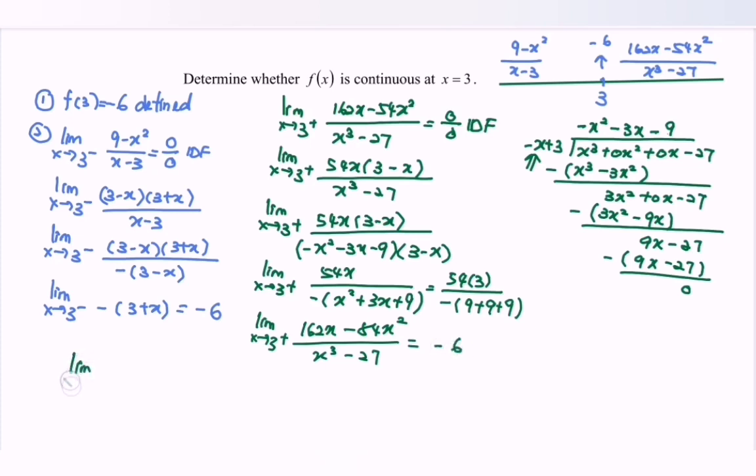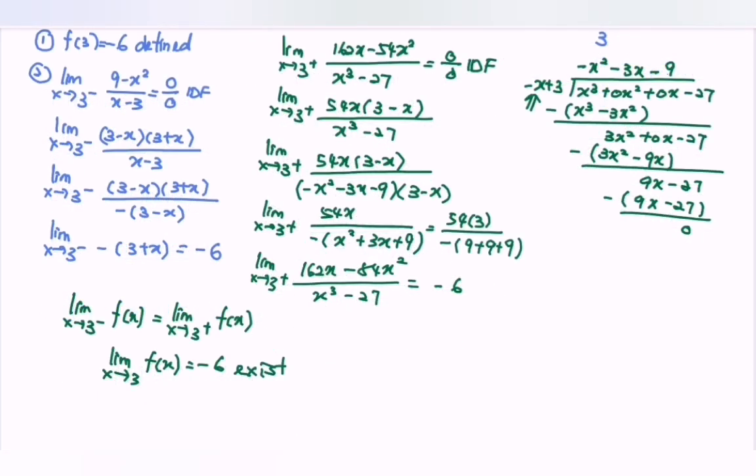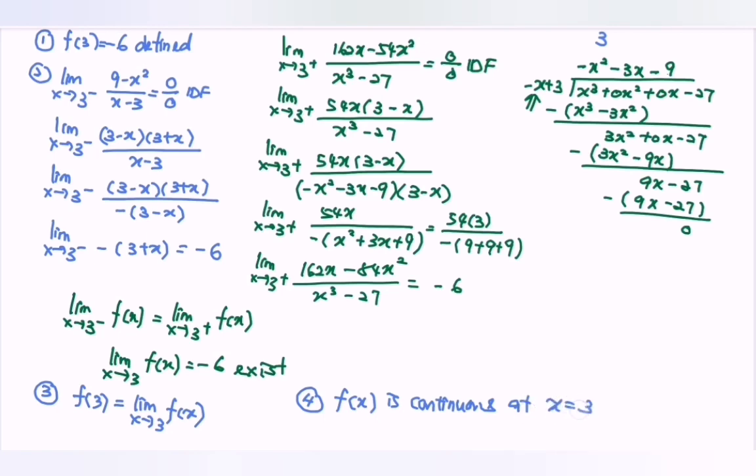So we can say the limit as x approaches 3 from the left for the function f(x) is the same as the limit as x approaches 3 from the right for the function f(x). So the limit as x approaches 3 for the function f(x) is negative 6, and the limit exists. So that is condition number 2. For condition number 3, f(3) is the same as the limit as x approaches 3 for the function f(x). Then we can say the conclusion: f(x) is continuous at x equals 3.